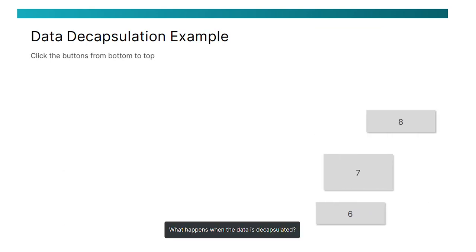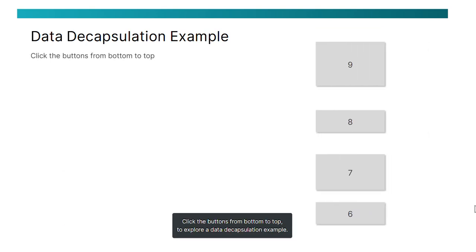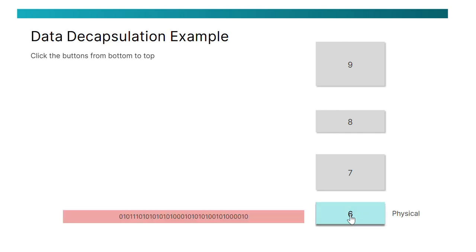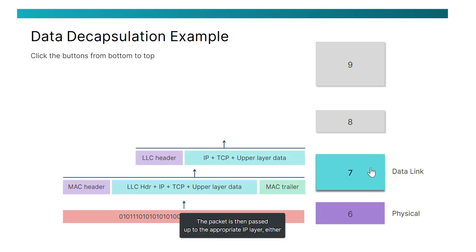What happens when the data is decapsulated? Click the buttons from bottom to top to explore a data decapsulation example. The MAC header and FCS trailer are verified and removed. If there is an LLC, it is inspected and removed. The packet is then passed up to the appropriate IP layer, either IPv4 or IPv6, where the IP header is inspected and removed.